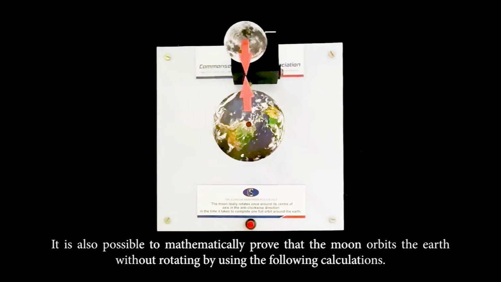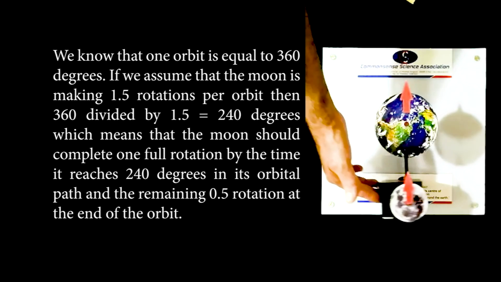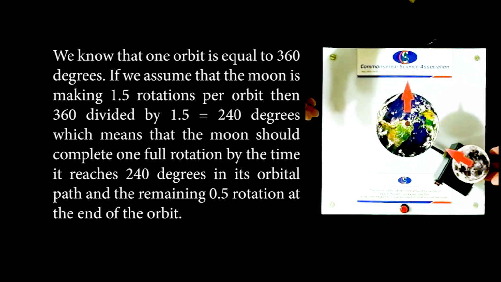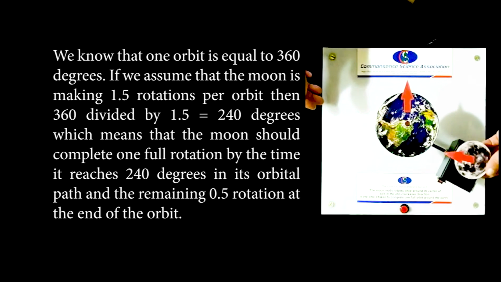It is also possible to mathematically prove that the moon orbits the Earth without rotating by using the following calculations. We know that one orbit is equal to 360 degrees. If we assume that the moon is making 1.5 rotations per orbit, then 360 divided by 1.5 is equal to 240 degrees, which means that the moon should complete one full rotation by the time it reaches 240 degrees in its orbital path and the remaining 0.5 rotation at the end of the orbit.